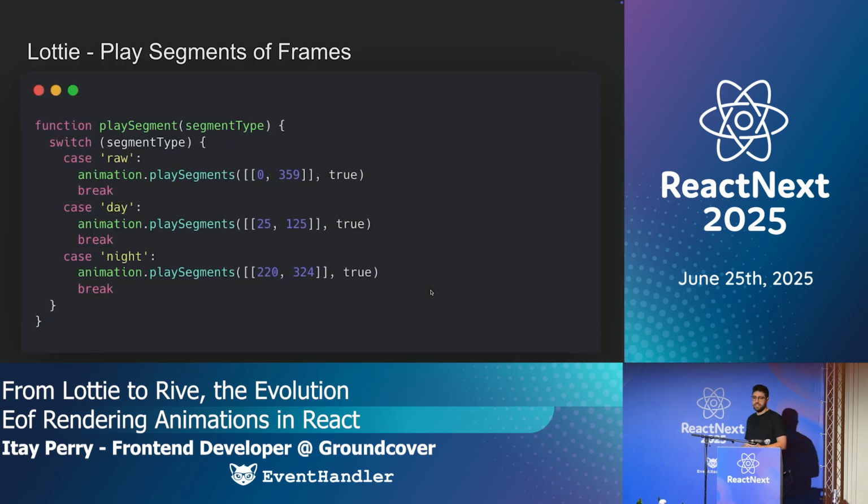So how did I do it? Basically, what I did was just add a simple switch case. I'm using play segments, which is a method that Lottie has. Very easy, will take you a minute to do it.